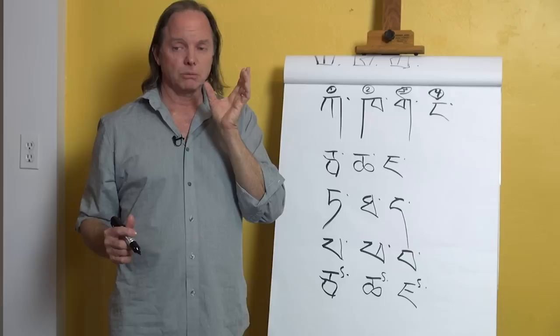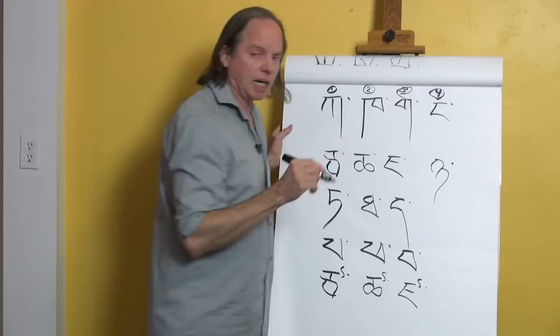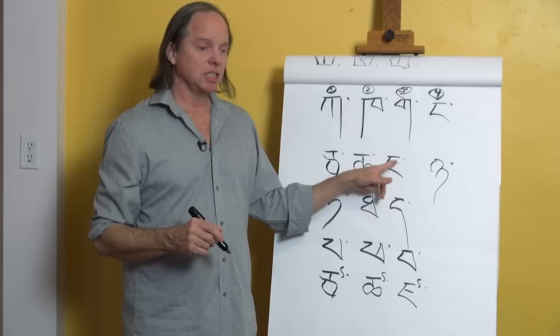Okay, now the palatal row, which is made by contact of the tongue with the top of the mouth. Cha, cha, cha. And then the palatal nasal is nya. Low tone, nya. And from the same contact area, nya.